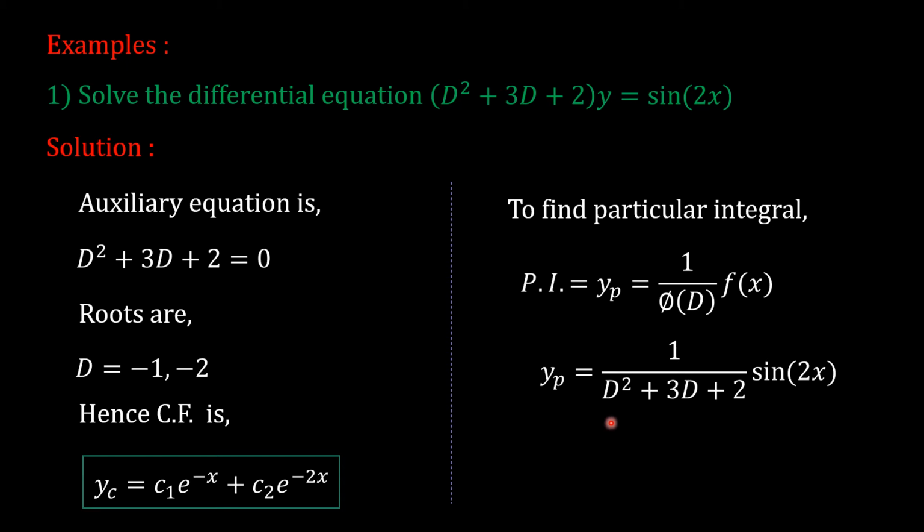We are observing the D square terms in the phi of D, and we are replacing them by minus a square, where a is the coefficient of x in the trigonometric function. In this example, a is 2. Hence, we are going to replace D square by minus 2 square, which is equal to minus 4. Therefore, yp becomes 1 upon minus 4 plus 3D plus 2 of sine 2x.